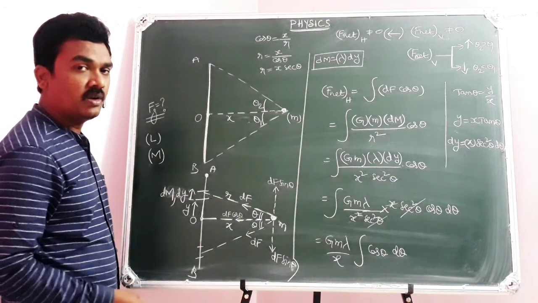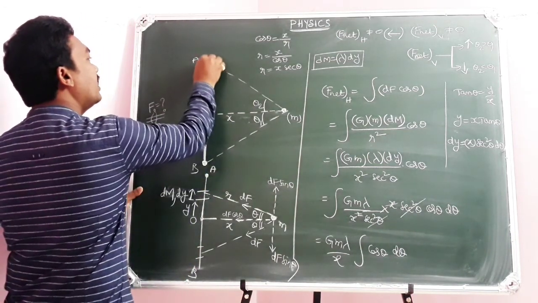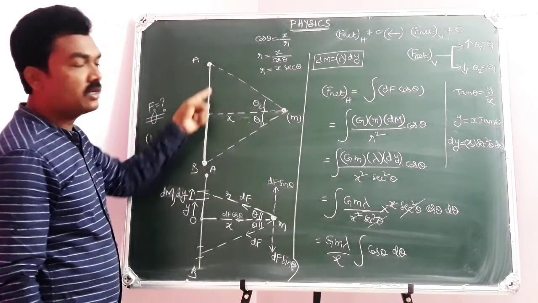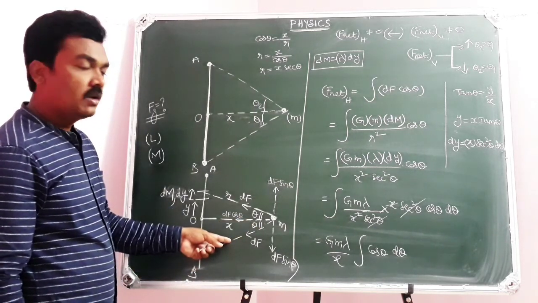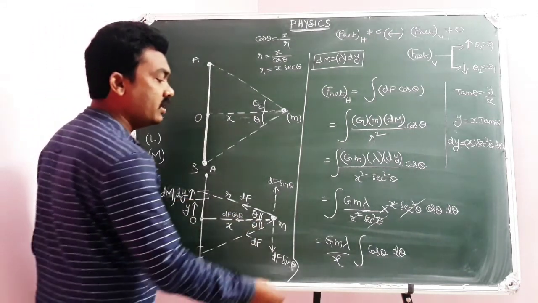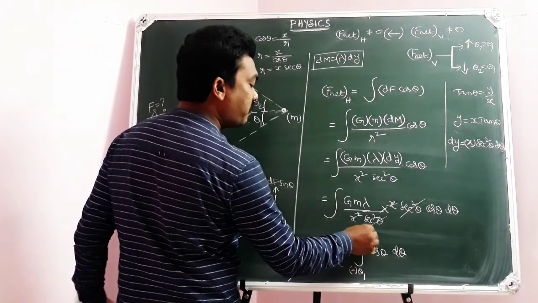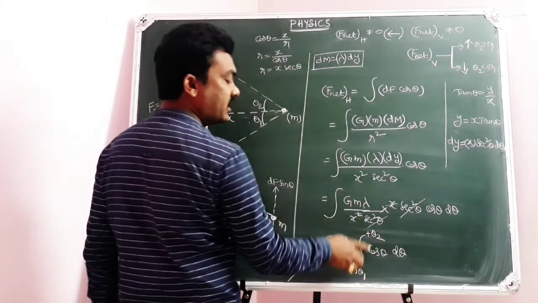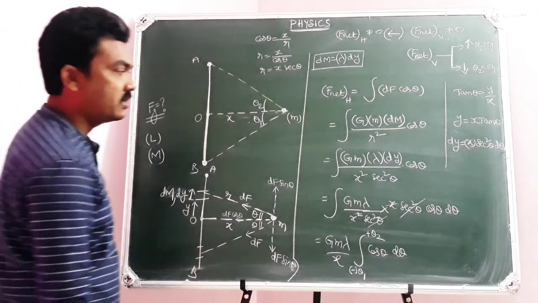From where to where do you have to integrate? You have the elements from B to A, lower end of the rod to upper end of the rod. But the lower end of the rod is causing force in the opposite direction compared to the upper end of the rod. That's why you have to integrate between the limits minus theta 1 to plus theta 2, because minus theta 1 is the lower end and theta 2 is the upper end. In between the limits you have to integrate.